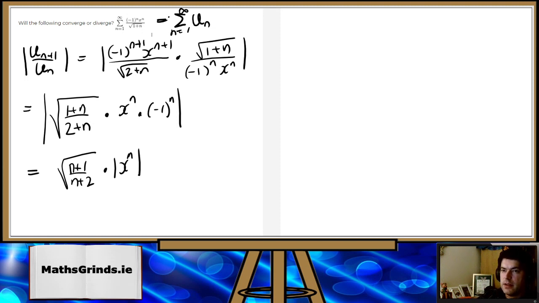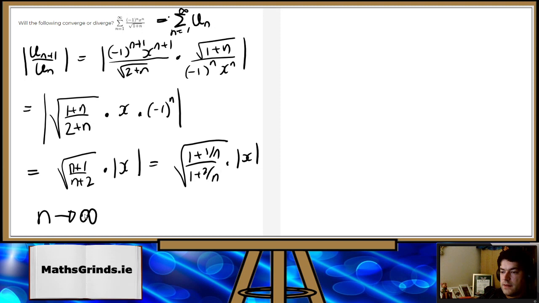Sorry, not x^n. That's my mistake, I just spotted. x^(n+1) over x^n is just x. Okay. Now, let's see. I'll change this into root of (1 + 1/n) over (1 + 2/n), times the absolute value of x. And if I take the limit now as n goes to infinity, this will go to, oh no, sorry, we'll just go to the absolute value of x.